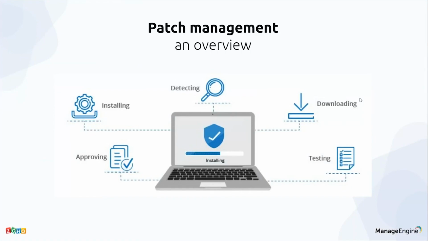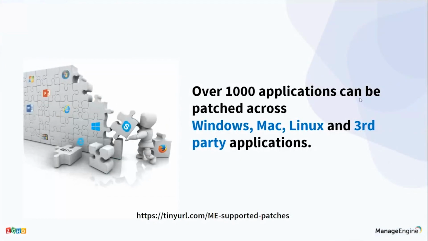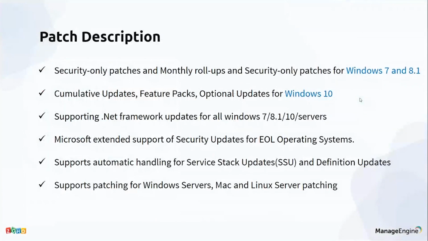Now we are stepping into the actual core of patch management overview. Desktop Central supports 1000 plus applications that include Windows, Mac, and Linux. And we also support 500 plus third-party applications. Based on the use cases, a lot of customers had questions on what type of updates are supported by Desktop Central Patch Management. We currently support security-only updates, monthly roll-ups, cumulative updates, feature pack updates, optional updates, definition updates, and the automatic handling of service pack updates.